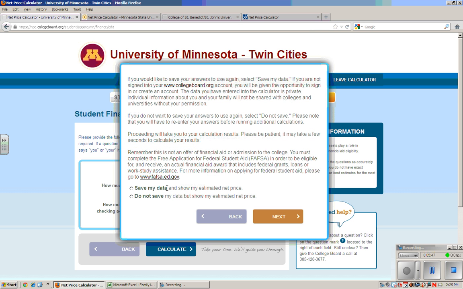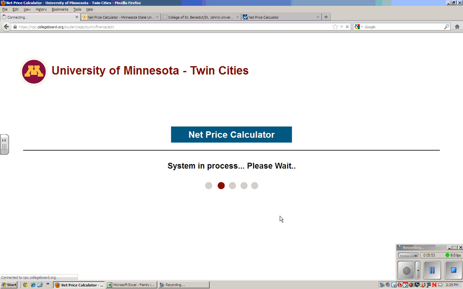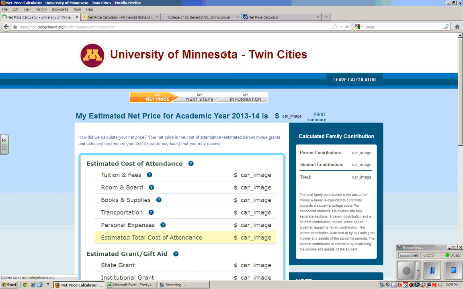And here, if you had an account, you can say Save My Data. Otherwise, you just click Do Not Save and then click Next. And it goes ahead and it's going to calculate your cost.